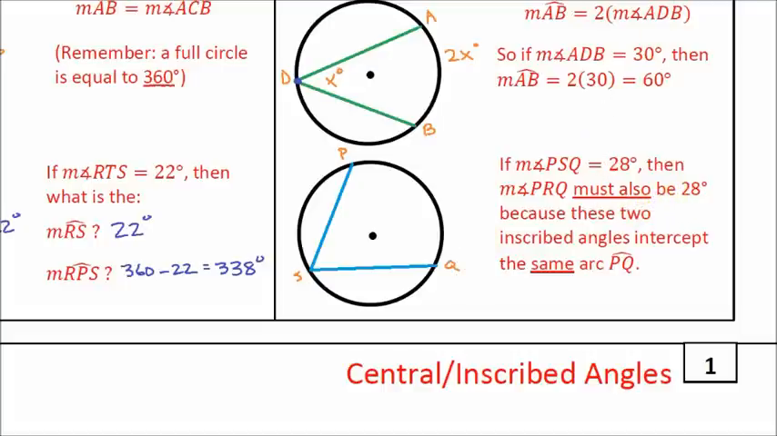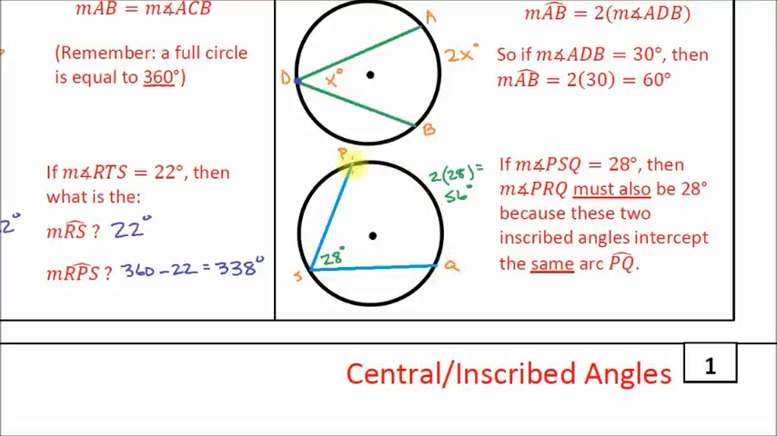Now let's say that I know that angle PSQ is 28 degrees. So I'm going to label that 28 degrees. Well, you know that if the inscribed angle is 28 degrees, then arc PQ is 2 times 28 degrees. So this is going to be 2 times 28, which is equal to 56 degrees. So arc PQ must be 56 degrees.